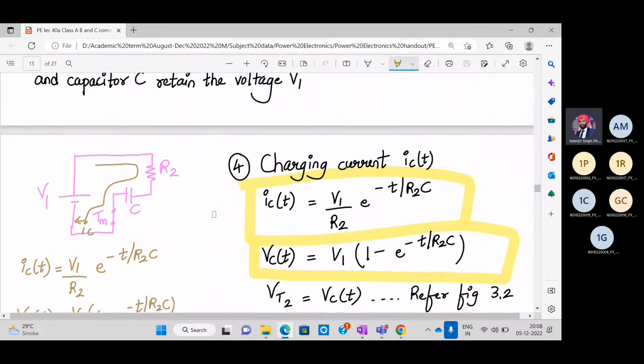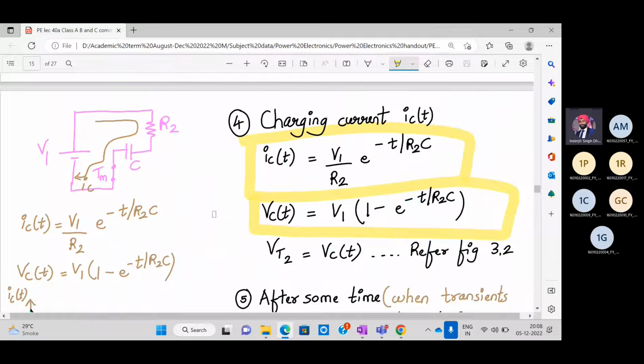So now let's talk about the charging current. That means your capacitor will charge via R2, C, and Tm and back to V1. So the charging current will be given by V1 upon R2. We can easily determine, it's a simple RC circuit. We have applied a DC voltage to an RC circuit. So it's not new, you should know the formula for the current flowing through the capacitor. It's V1 upon R2 into e raised to minus t upon R2C, where R2C is the time constant.